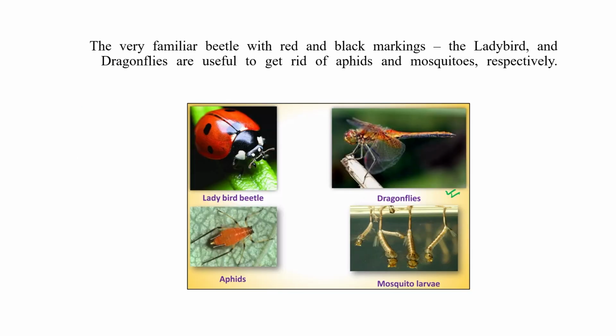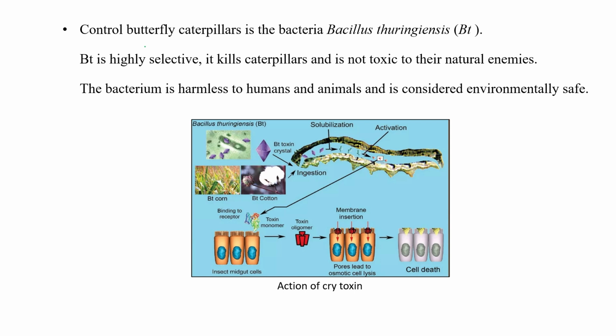How? Let's discuss. I have given you two examples. The first one is the ladybird beetle, a very familiar beetle with red and black markings. And the second example is the dragonfly. These insects are useful to get rid of aphids and mosquitoes from the environment. Similarly, to control butterfly caterpillars, a bacterium acts as a biocontrol agent.